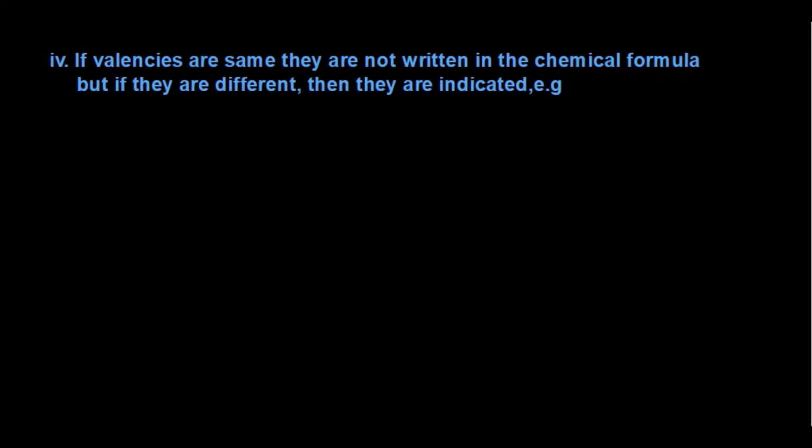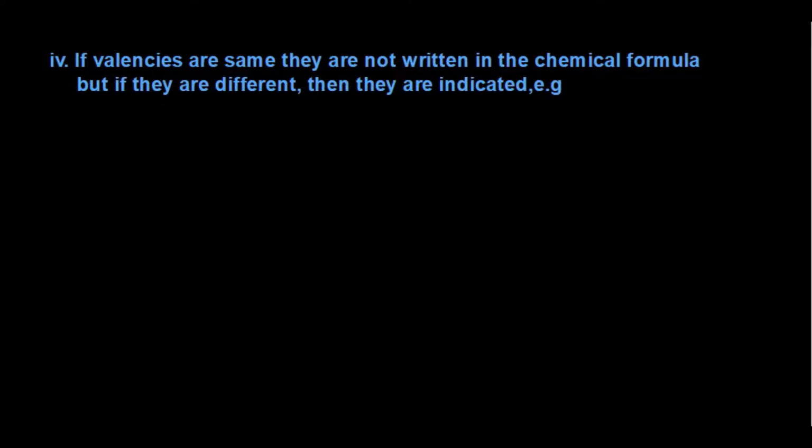We must keep some points in our mind. If valencies are the same, they are not written in the chemical formula. But if they are different, then they are indicated in the chemical formula. Now we will see some examples to understand this step.